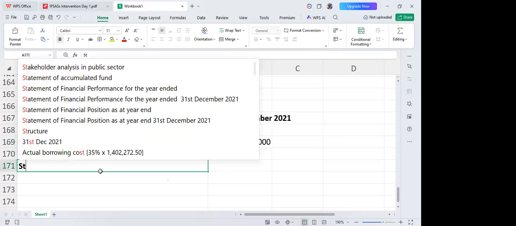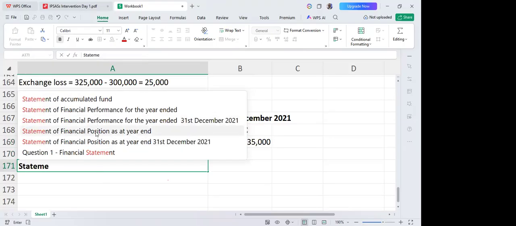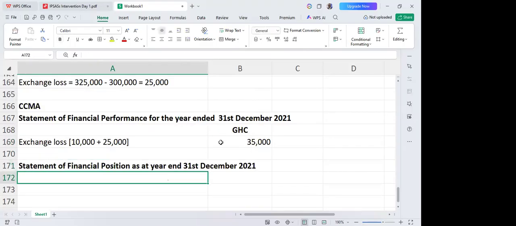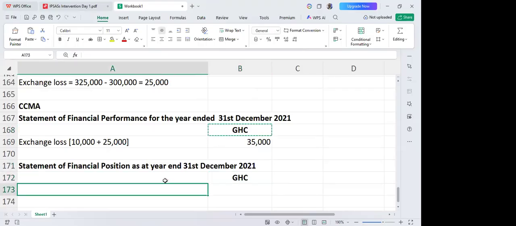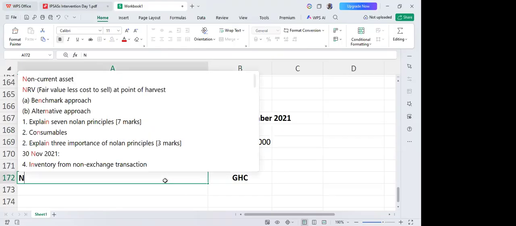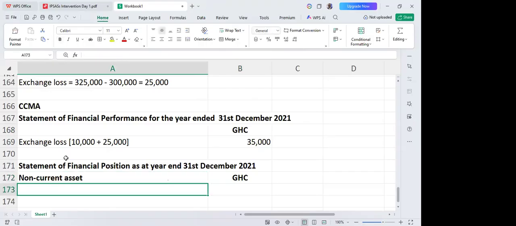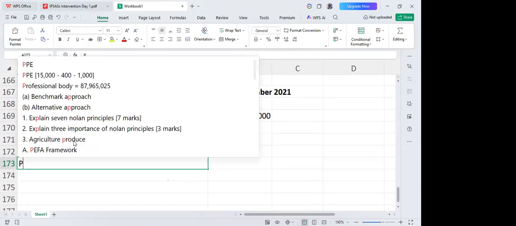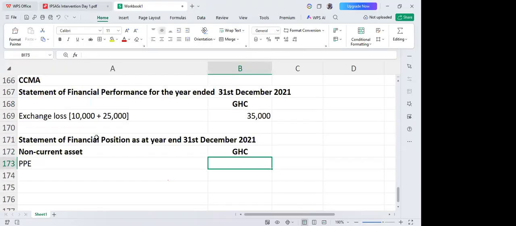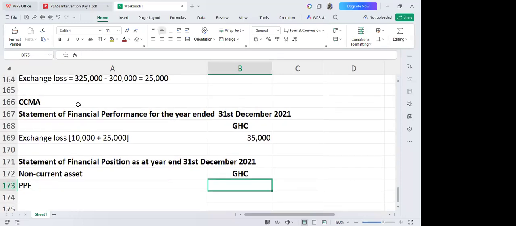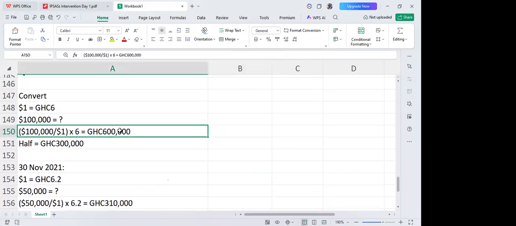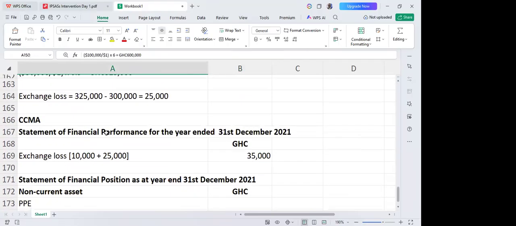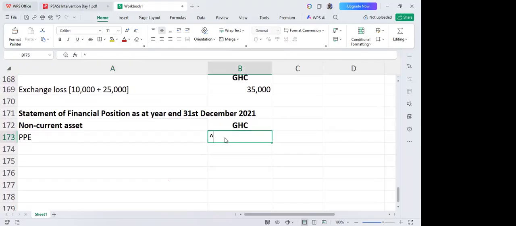Then move on to the next one. Statement of financial position as at year end. We have non-current assets. Don't forget, we have bought a car, right? So PPE will come here. And bear in mind, a car needs to be valued at its historic cost. So the value that we had at the beginning, 600,000, does not change. You bring that value here, 600,000.